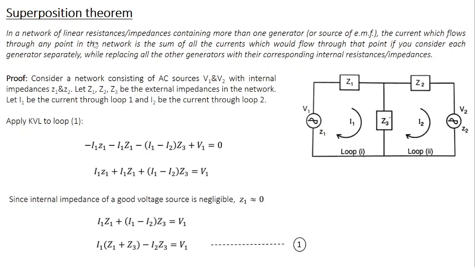What do we mean by a linear resistance? In a linear resistance, there is a linear relation between voltage and current. In other words, voltage is proportional to current. If you look at Ohm's law, V equal to IR, here voltage is proportional to current, and resistance is nothing but a constant of proportionality. So this is what we mean by a linear resistance.